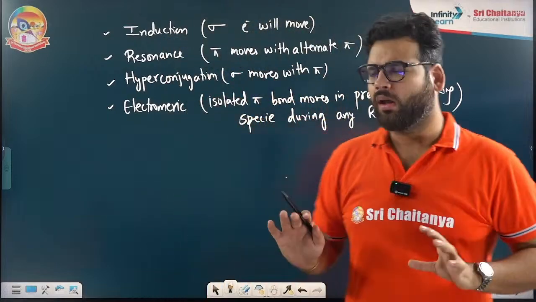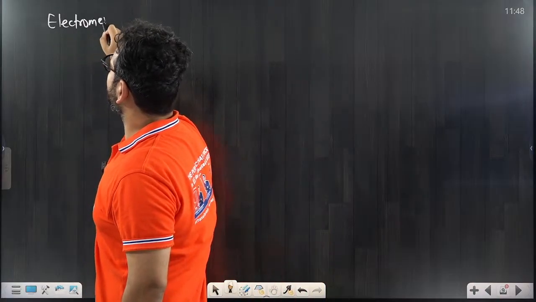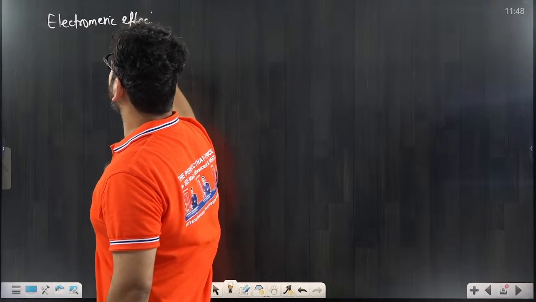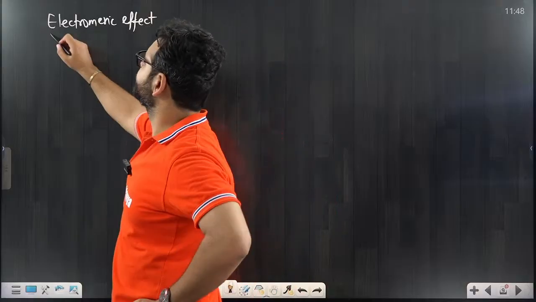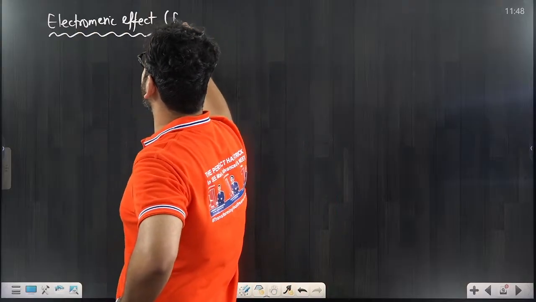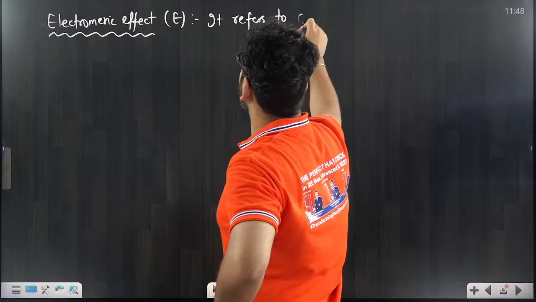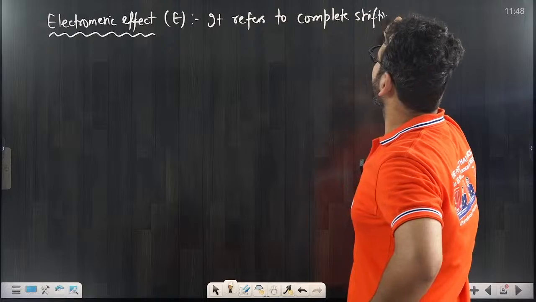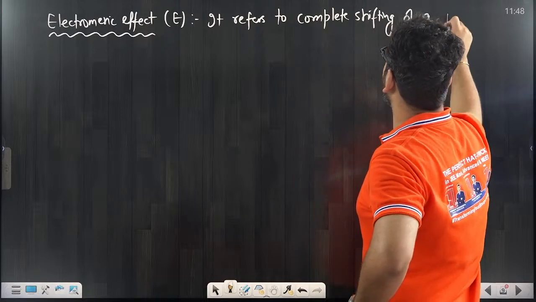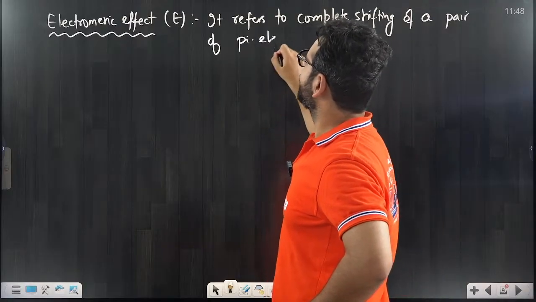So starting with the electromeric effect, all of you can write it down. Electromeric effect, or E effect. It refers to complete shifting of a pair of pi electrons.